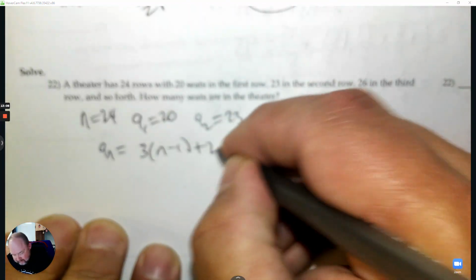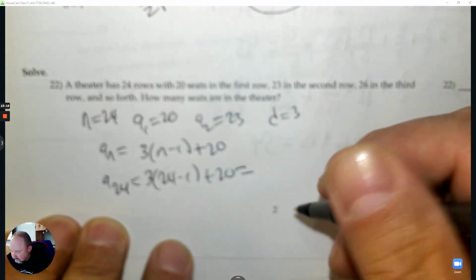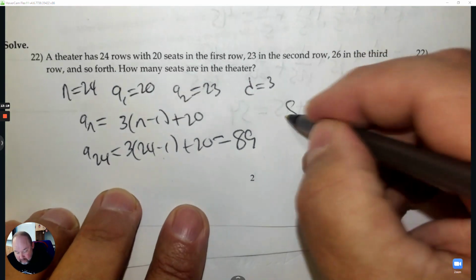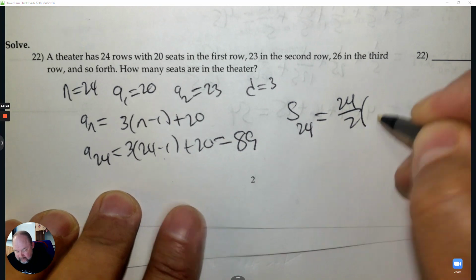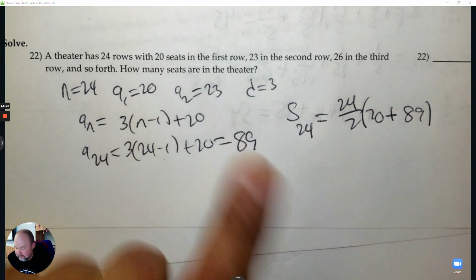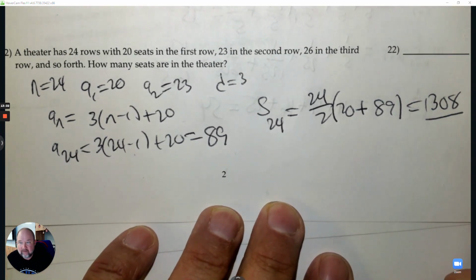So the formula for the sequence would be the common difference times n minus 1, plus 20. And then I'm going to plug in 24 to see how many seats are in the last row. So when I plug in 24, there's 89 seats in the last row. Then the formula to add up 24 rows would be 24 divided by 2, times 20 seats in the first row plus 89 in the last row. And then calculate it, and you have 1,308 seats in total. Turn the page.